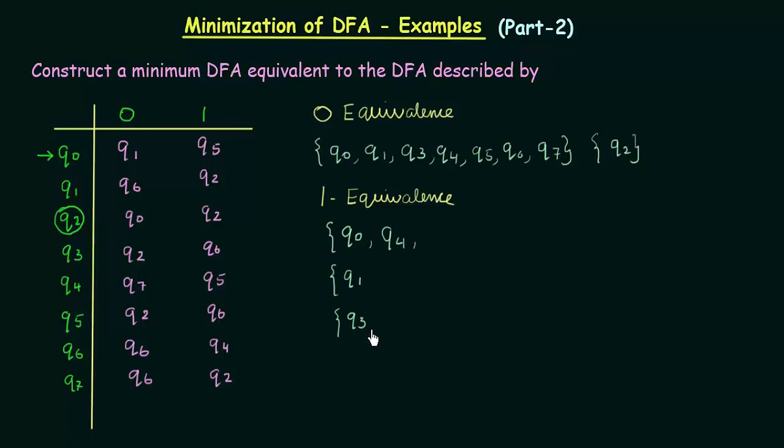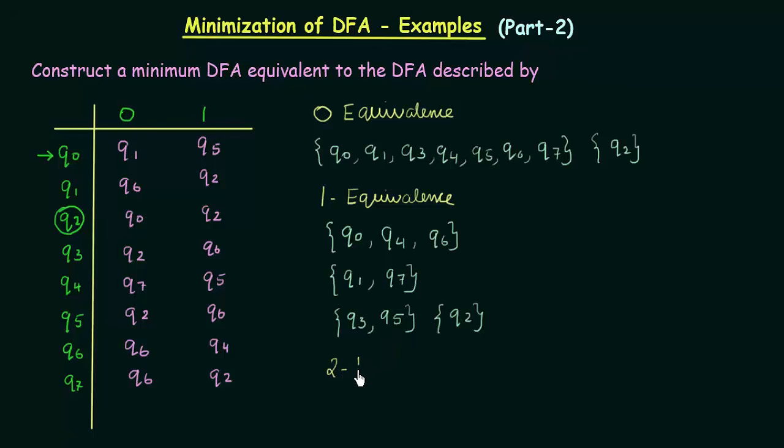Now let me check it with Q3. Q3 and Q5 on input 0, they go to Q2, Q2, same states, same set, fine. And on input 1, where do they go? Q6, Q6, again same states, so it is fine. So we can say that Q3 and Q5 are 1 equivalent to each other. So if you check for Q6 and Q7, you can find that Q6 will be 1 equivalent to Q0, Q4, and Q7 will be 1 equivalent with Q1. If you solve this, you can just get this. And remaining one is Q2, so I'll put it in another set, Q2. This will be what you get if you continue to solve it.